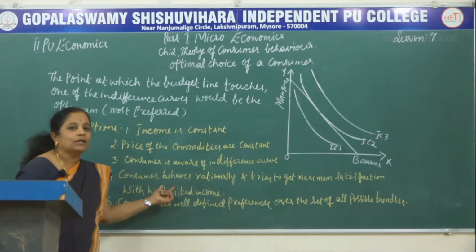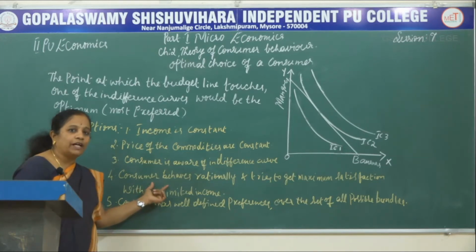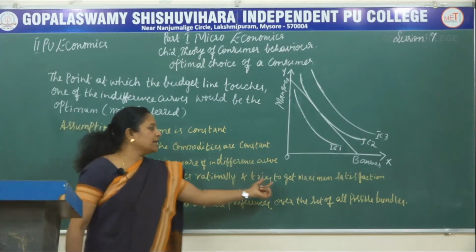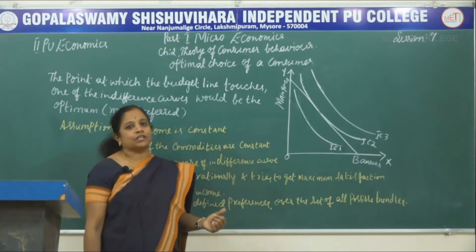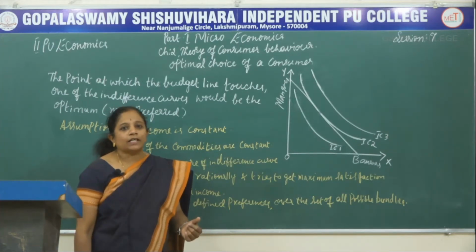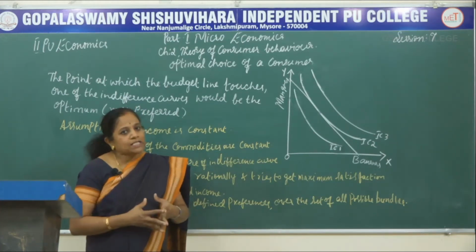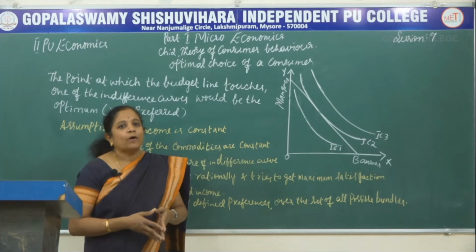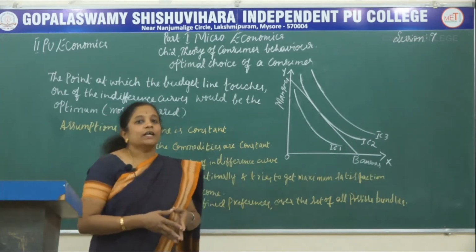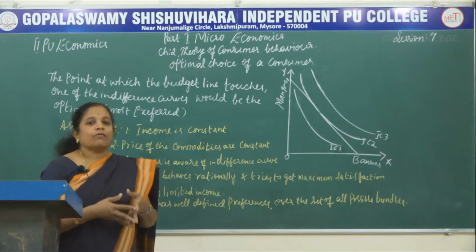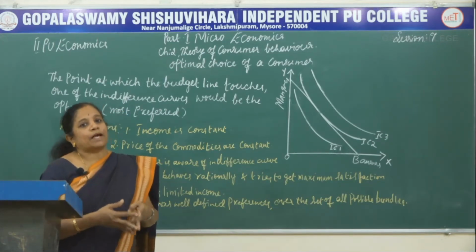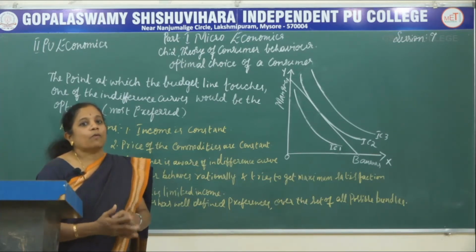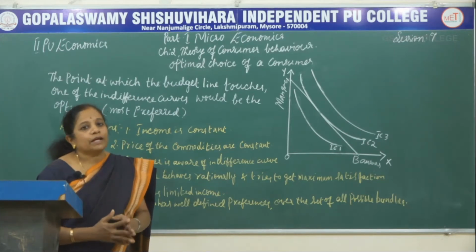Let's come to the fourth assumption. The fourth assumption of the optimal choice of the consumer is that the consumer behaves rationally and tries to get maximum satisfaction. We all go to the market with the intention of getting maximum satisfaction with the available income. Each consumer prefers to have maximum satisfaction for his expenditure, whereas each producer wishes to have maximum profit. So the relationship between the producer and consumer is vice versa in terms of income and expenditure.